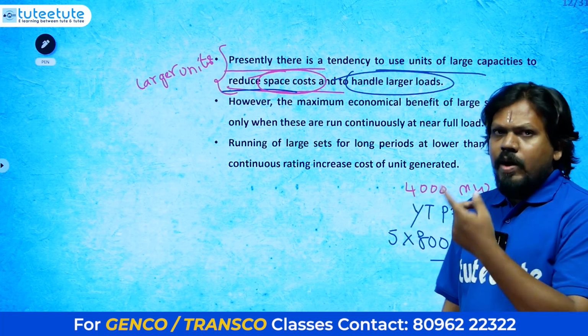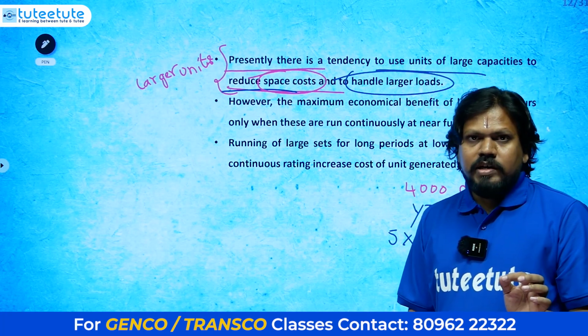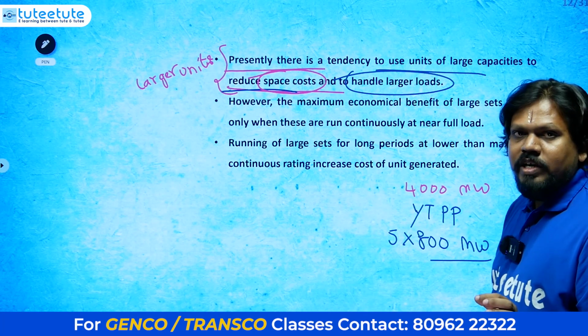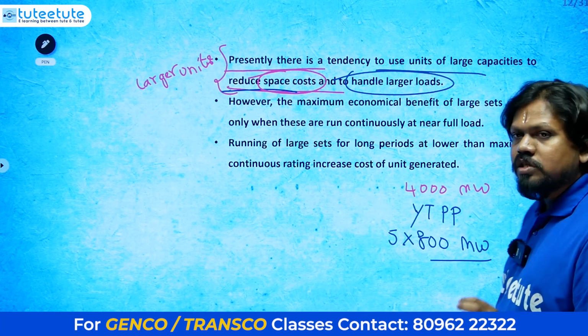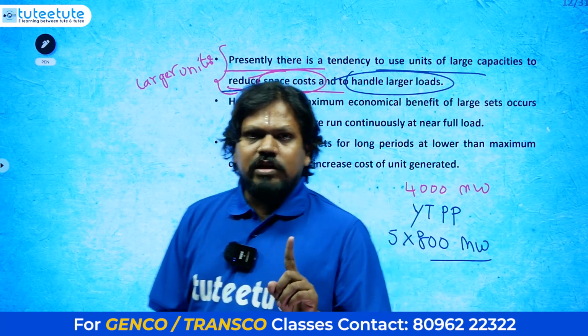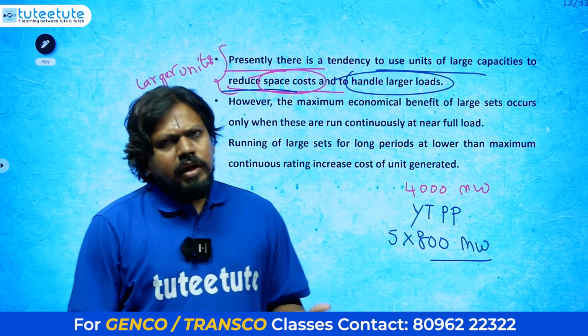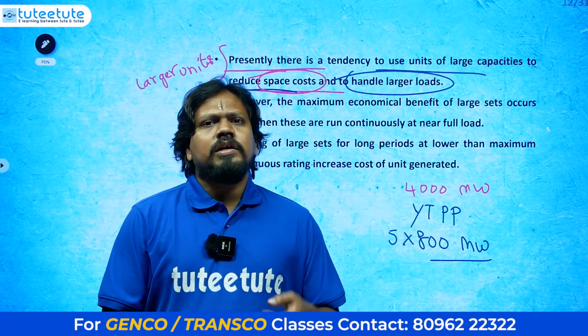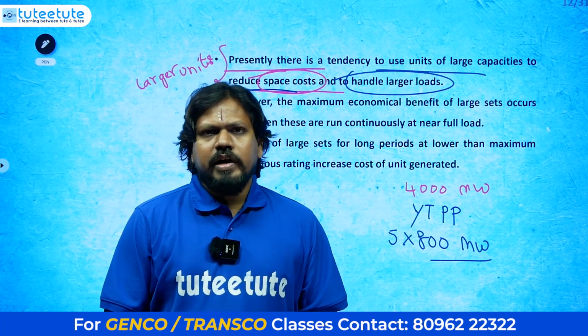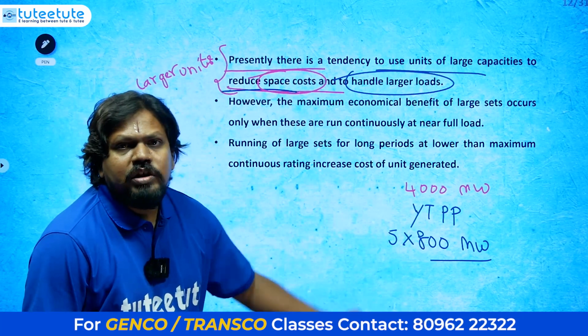Okay, and this is the new plant. New plants will be operated as base load power plants, and higher unit capacity is there. Unit means generator. Each and every generator is 800 megawatt, then they can be operated perfectly as base load power plants, right? That's why you are planning larger units.